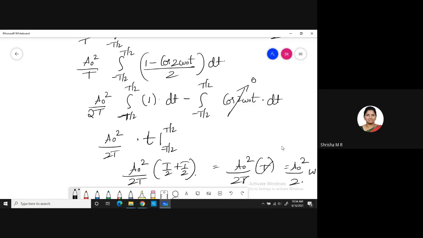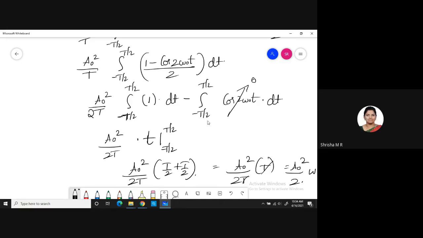So we had solved the cosine waveform also. What was the power of that? You remember we had done the cosine waveform yesterday? A squared by 2. Same, right? It is the same. Amplitude square by 2. Clear?